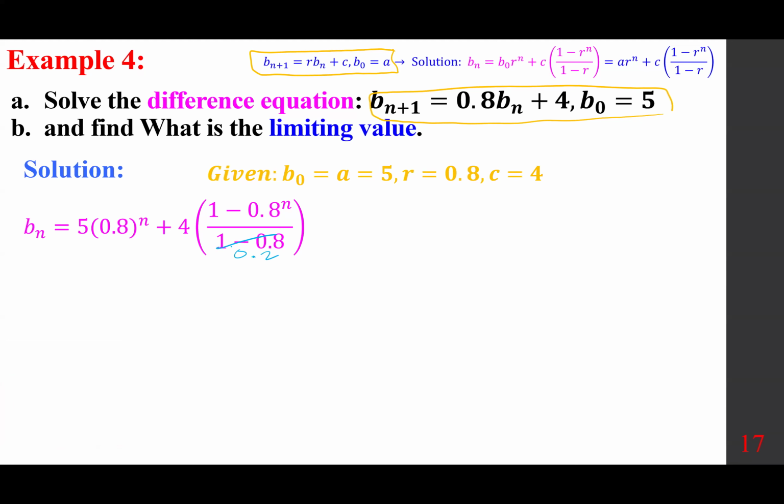So this is 0.2. Because we want to find the limit in the next step, here's the way you simplify this. You take this 0.2 and you put it underneath 4. It's the same thing. And 4 divided by 0.2 is the same as 40 divided by 2, or 20.